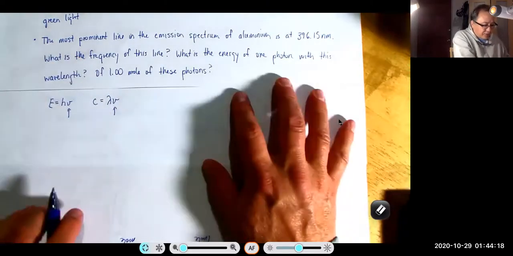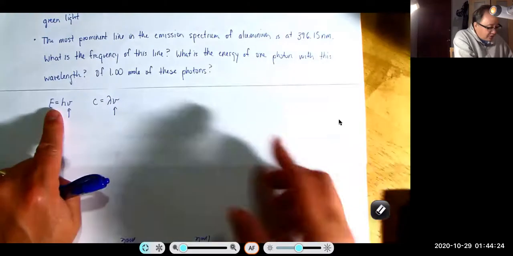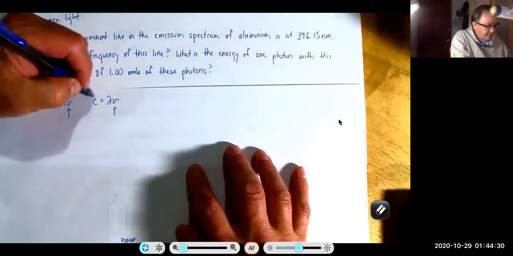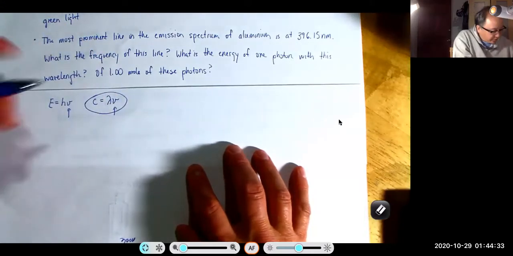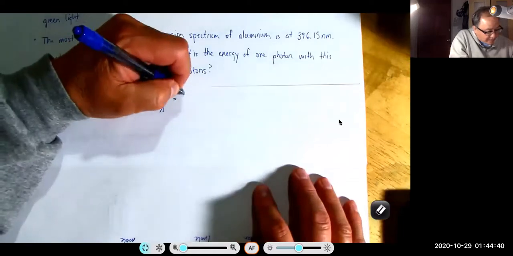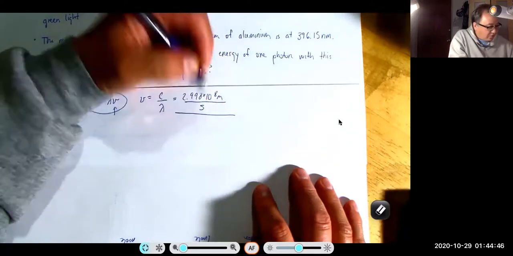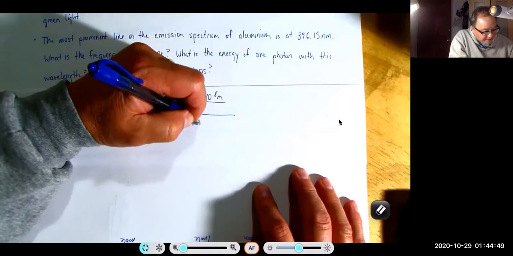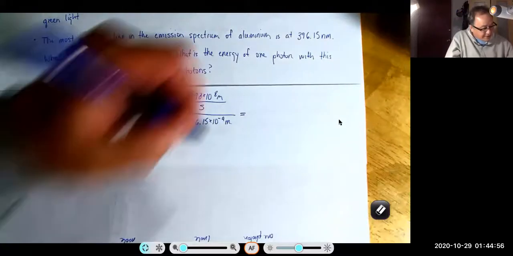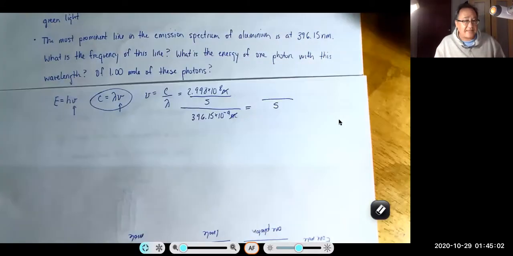Well, what do we know about this? We know the wavelength, so there we go. Do we know the energy of this line? We don't. Do we know the speed of light? We do, 2.998. So I'm going to use this equation here to solve for the frequency of the line. So the frequency is equal to c over lambda, and that's going to be 2.998 times 10 to the 8th meters per second, all over 396.15 times 10 to the minus 9 meters. Okay, so the meters will cancel. The second doesn't cancel, but the second is in the denominator, so that's where it stays.